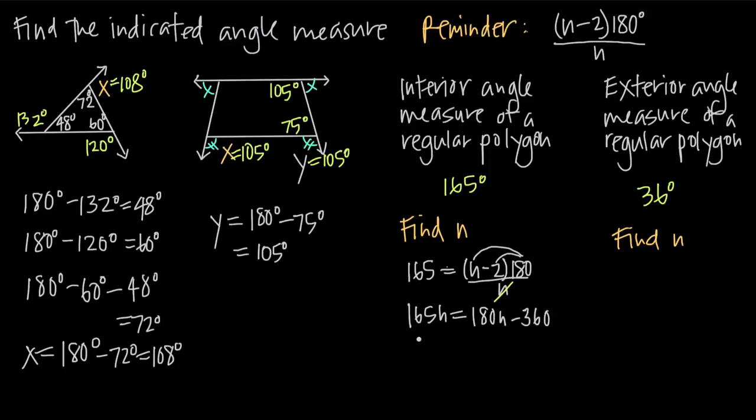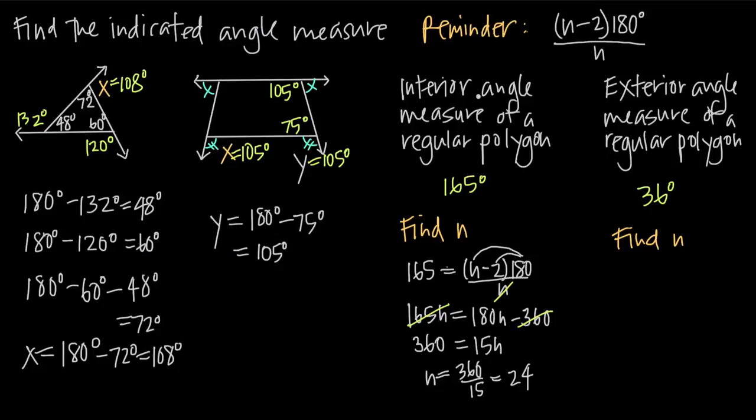Now if we add 360 to both sides, we'll get it to cancel over here on the right, and we'll get a positive 360 on the left. If we subtract 165n from both sides, we'll get it to cancel over here, and on the right-hand side, we'll be left with 180n minus 165n, which will leave us with 15n. And now to solve for n, we just need to divide both sides by 15, so we get n is equal to 360 divided by 15, which is equal to 24. So the number of sides in this regular polygon is 24.